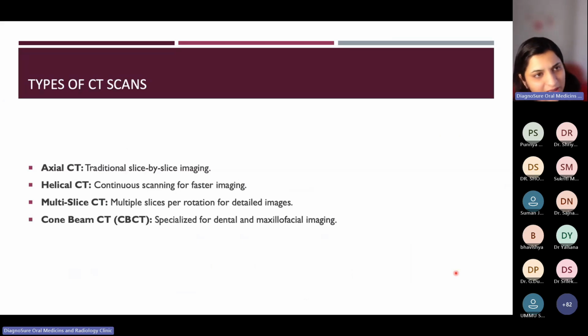Talking about types of CT, axial CT is the traditional slice by slice imaging. It is not used anymore. Then came helical CT, and now, most commonly used these days, is multi-slice CT, where multiple slices per rotation are generated for detailed image analysis. Advantages I will be explaining in the next slide. Now coming to cone beam CT, it is specialized for dental and maxillofacial imaging. For dental applications, we generally use CBCT, but CT has additional advantages that we will be discussing in detail in today's lecture.